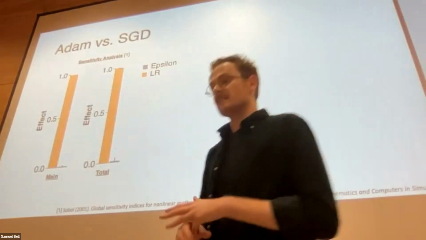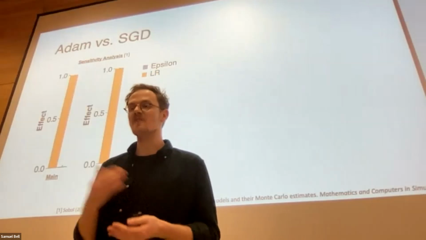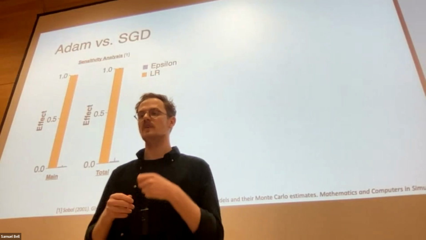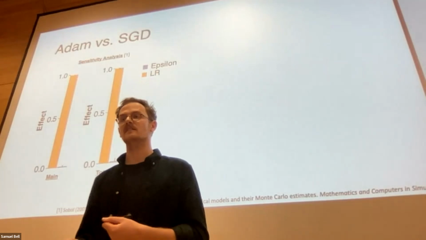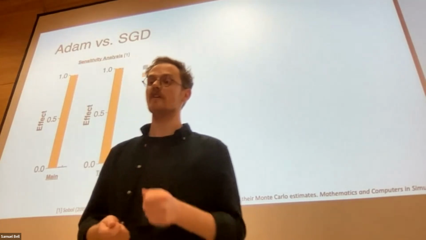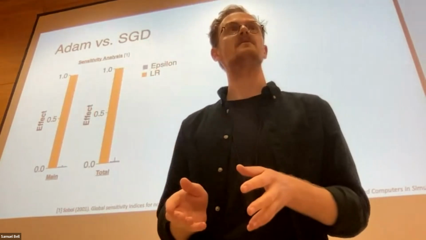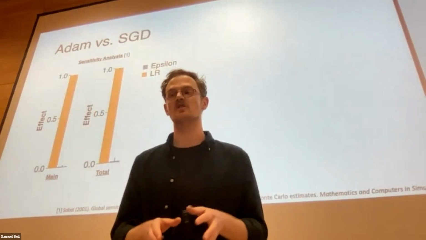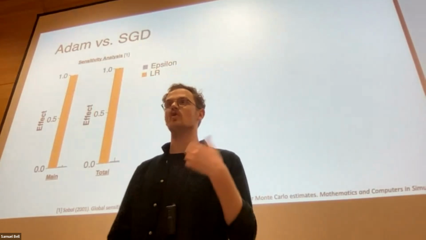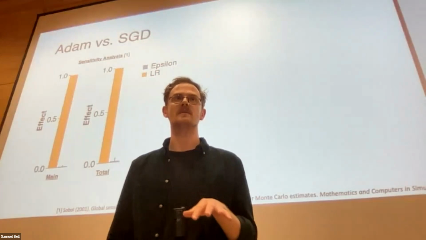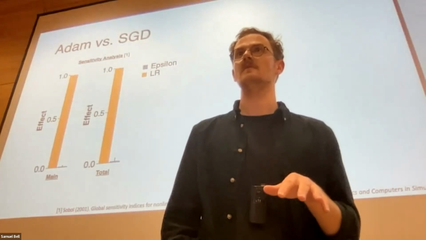And that'll look something like this, where if you look at both the main and the total effects of the two parameters, epsilon and learning rate, where learning rate is in orange, you'll see that basically learning rate totally determines the relative choice of optimizer. So if you want to make a conclusion about is Adam best or is SGD best, it's learning rate that determines that, and it's not epsilon.